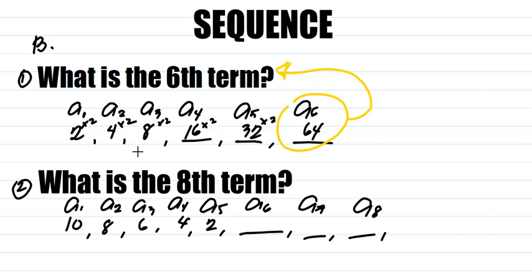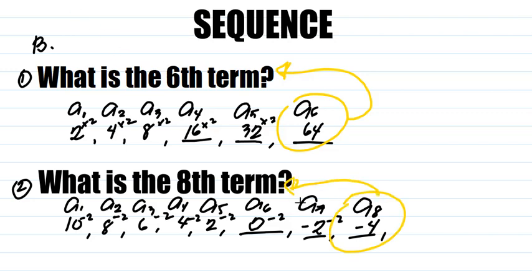Alright, so let's see kung ano yung pattern ng ating sequence dito. 10, 8, 6, 4, 2. Simple. Subtract 2. 10 minus 2, 8. Minus 2, 6. Minus 2, 4. Minus 2 is 2. Minus 2 is 0. Minus 2 is negative 2. Minus 2 is negative 4. And that is our A sub 8 or yung 8th term natin.